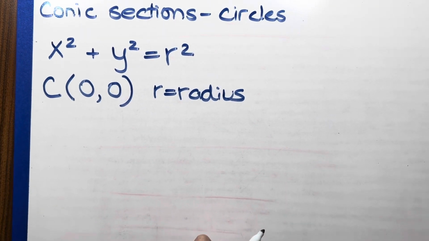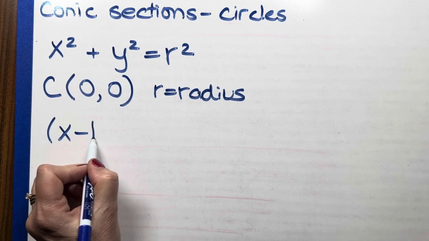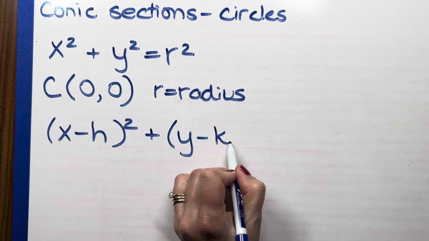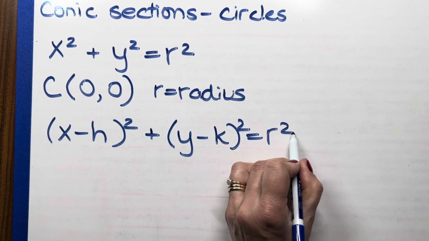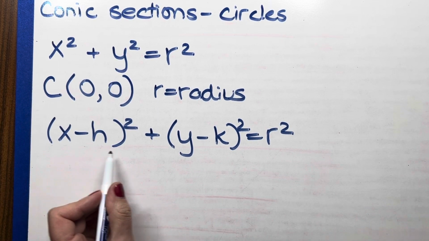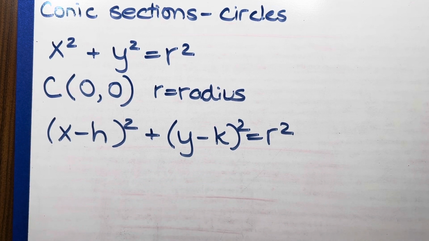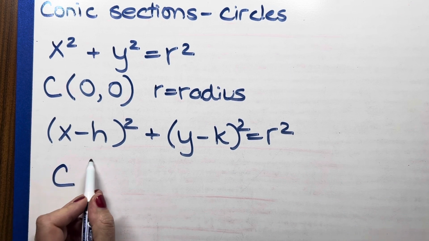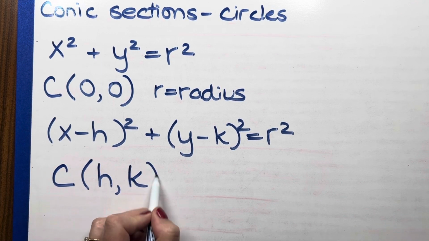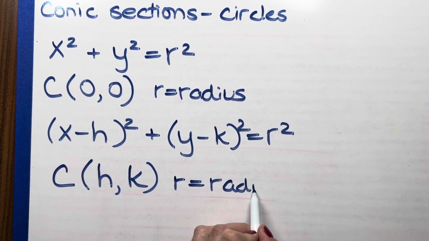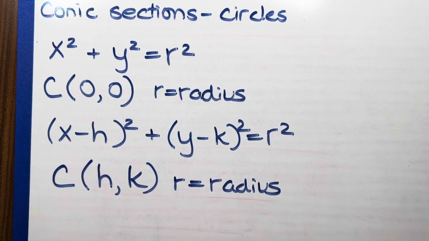There's a different variation of a circle, which looks like this. X minus h squared plus y minus k squared equals r squared. So you can tell the difference is this h and k have been introduced. And what that tells you is that the origin is no longer the center of your circle. It's been shifted. So now the center is going to be these values, h and k. R is still represented as the radius, and in the formula, the r is squared.